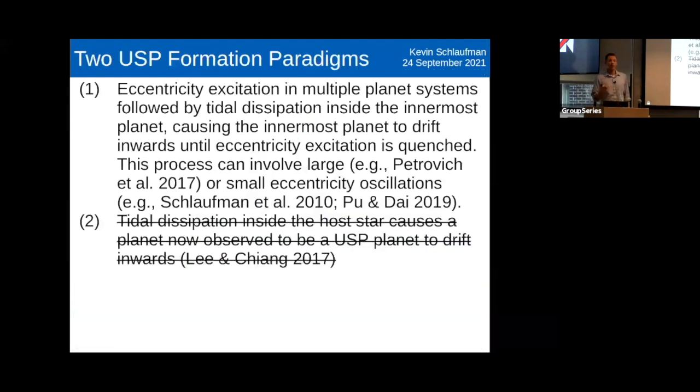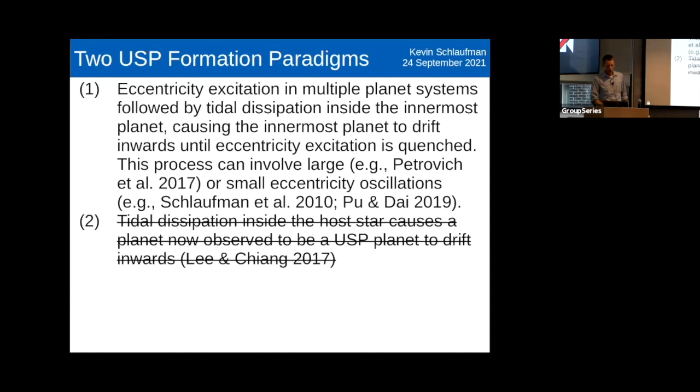And so that rules out this entire class of ultra short period planet formation models, which specifically say, let's deliver a planet close to the edge of its parent protoplanetary disk while the parent protoplanetary disk is still there. And then let's use tidal dissipation inside the star to slowly move it in.